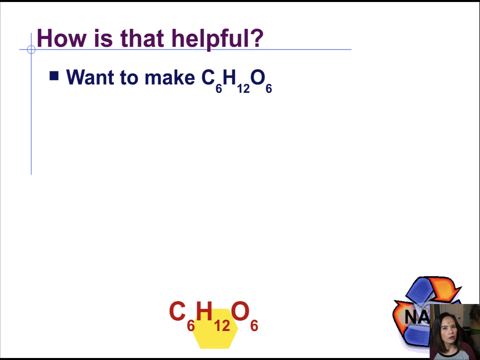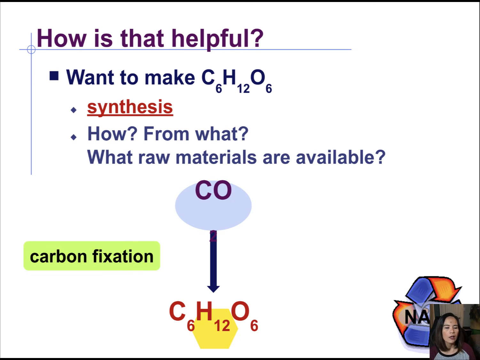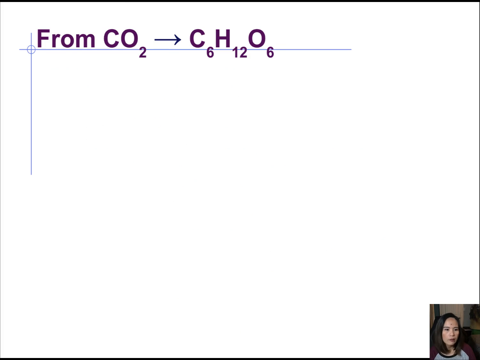Well, of course, the goal of the plant is to make its own food, which is to make C6H12O6, which is your glucose. That's a synthesis process. In order for you to build something, you need some raw materials available, which is your carbon dioxide. And the carbon dioxide is fixated, meaning there's a carbon fixation happening with the use of NADPH, which reduces your carbon dioxide to carbon and oxygen.